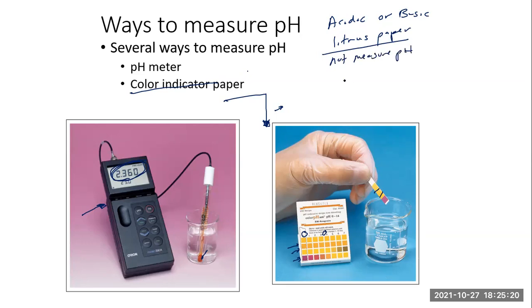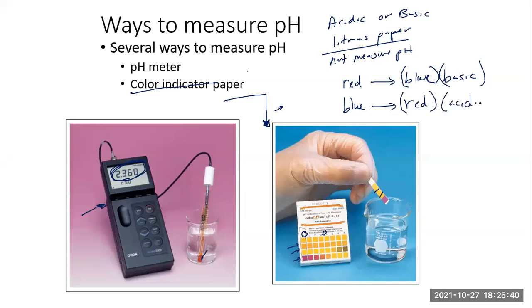So if you have, for example, red litmus paper and it turns blue, that means it's basic. So really, blue means basic. If you have blue litmus paper and you put something on it and it turns red, that means acidic. And again, it doesn't really tell you the pH, but does tell you if the solution is acidic, basic, or neutral.